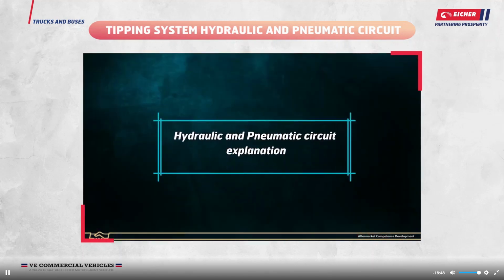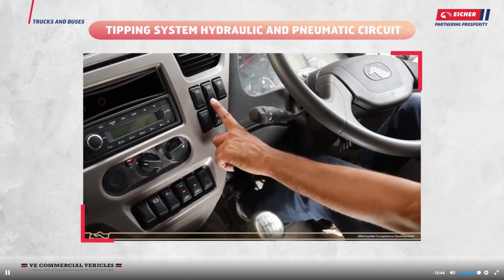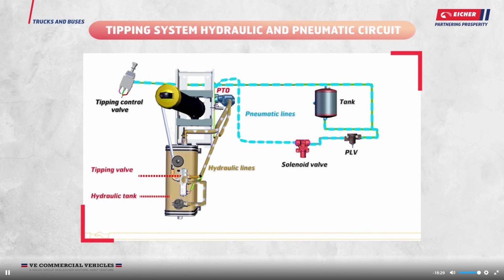Hydraulic and pneumatic circuit explanation. When the driver activates the PTO switch, compressed air will be supplied to the PTO, and the PTO gear will be engaged with transmission gears. For this process, a hydraulic pump supplies oil from the hydraulic tank to the tipping valve. Oil will continuously circulate from the tank to the tipping valve until the tipping control valve is in the neutral position.